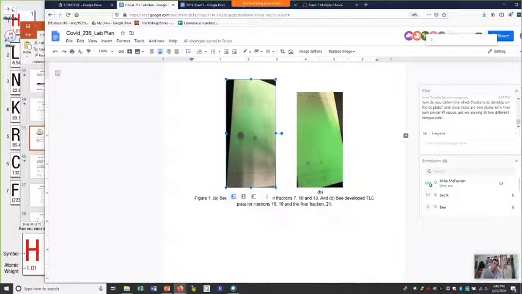And so when we look at fraction 14, you'll only see one spot, okay? Which means, yeah, they did. In this case, when they ran the column, they were able to separate two compounds away from each other. Minimally 7 through 10 are pure one compound, and then 14 through 21 are pure the other compound. So they were actually able to differentiate those.